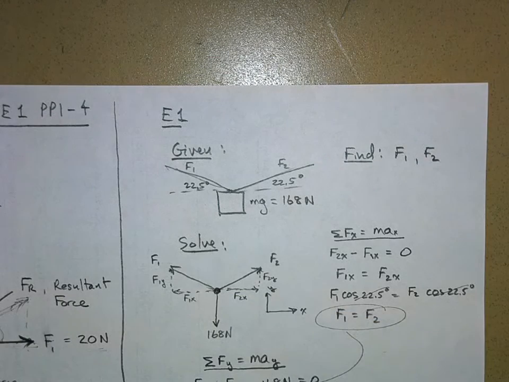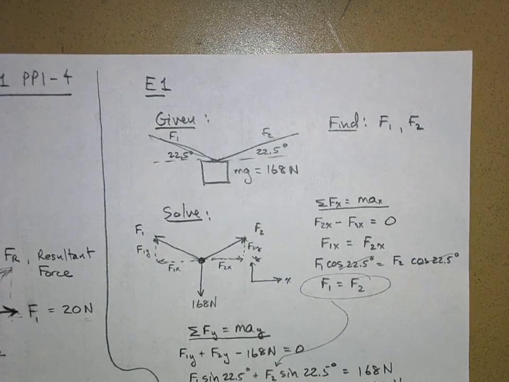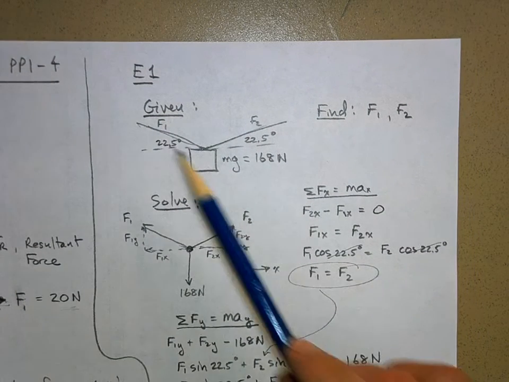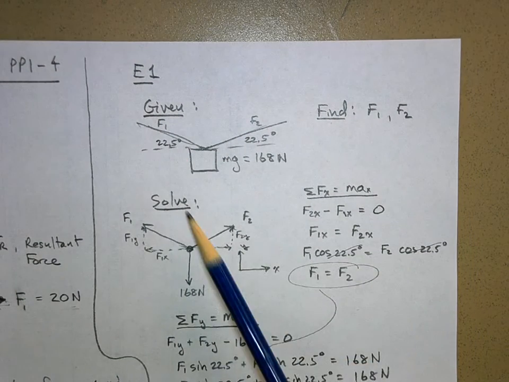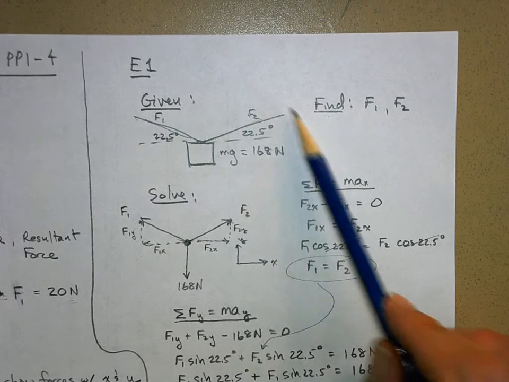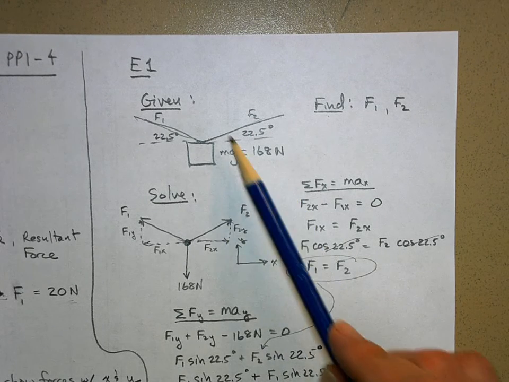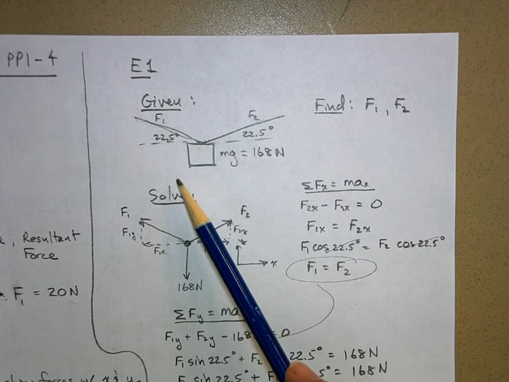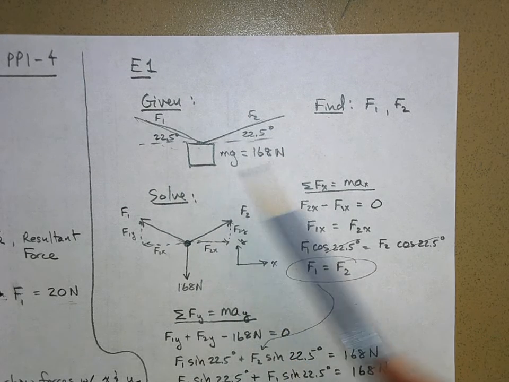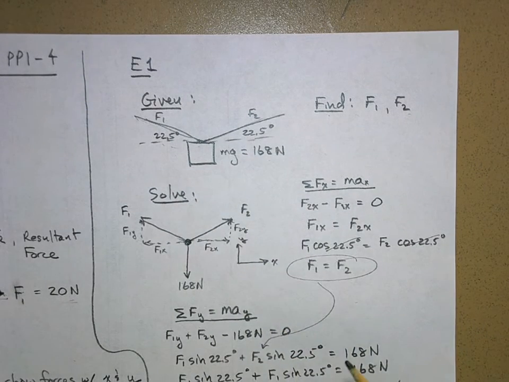Here's my solution using the procedure. First, you do given, find, and solve. So here's a picture of the problem with what's given. We know the weight of the sign is 168 newtons. We've got these two ropes, F1 and F2, at these angles. And we want to know what the tensions in those ropes are.